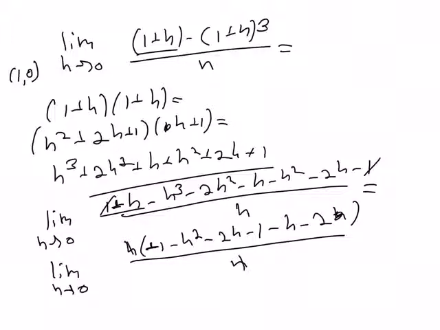These cancel, and so as h goes to 0, anything with an h vanishes, and then we get 1 minus 1, which is 0, minus 2, so that's negative 2. So we get the same exact solution. So we know that m equals 2.